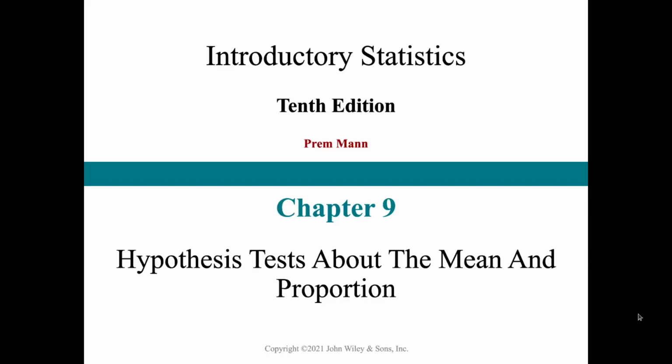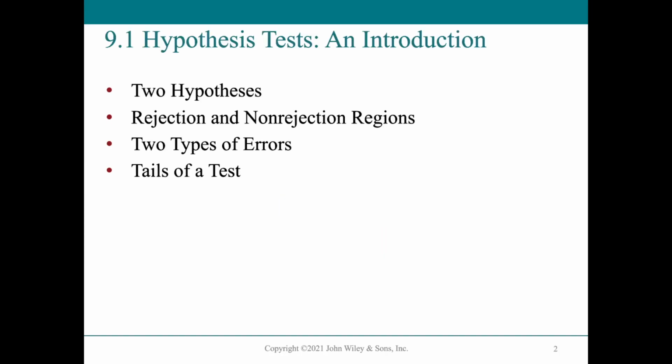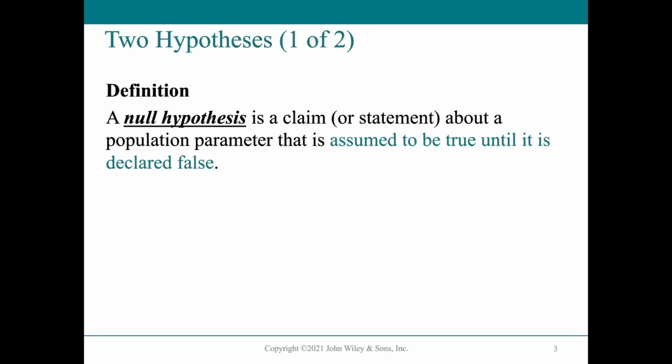Hi, in this lecture, we will be discussing hypothesis testing about mean and proportion. In particular, hypothesis testing about one sample. For this part of the lecture, we will be discussing what the two hypotheses involved are, the rejection and the non-rejection regions, what the types of errors are, and what a two-tailed or a one-tailed test means.